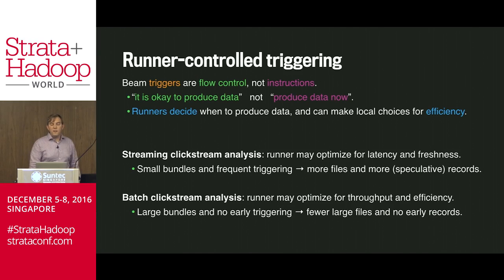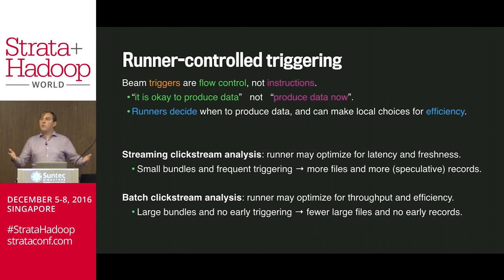One third example of this is the triggering. I talked about how triggers say when output is produced, maybe speculatively every minute, but really these things are flow control, not instructions. It really is, hey, it's okay to produce data, not you have to produce data now. What that means is runners are free to ignore triggering in some cases.